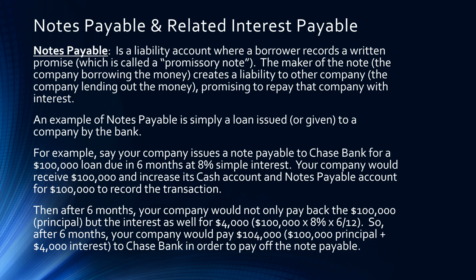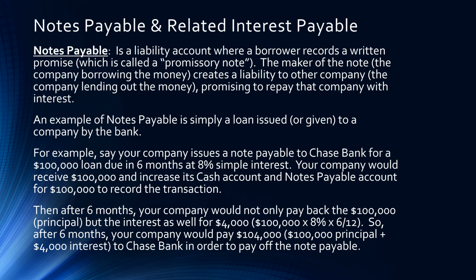So for example, say your company issues a note payable to Chase Bank for a $100,000 loan due in 6 months at 8% simple interest. Your company would receive $100,000 and increase its cash account and notes payable account for $100,000 to record the transaction. Then after 6 months, your company would not only have to pay back the $100,000, which we consider the principal, but also the $4,000 in interest as well.